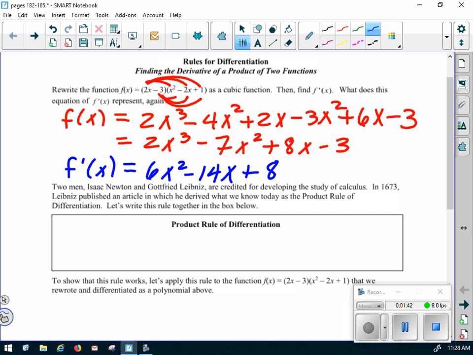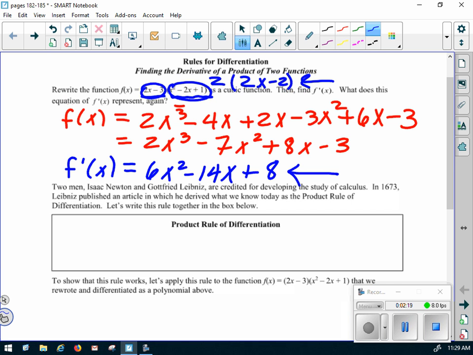Now that's what we get when we multiply the two functions together and then take the derivative, correct? Now, the question was on your test, what if I took the derivative of this? What's the derivative of this? What's the derivative of this? So the derivative of each separately is this. This is not equal to this.